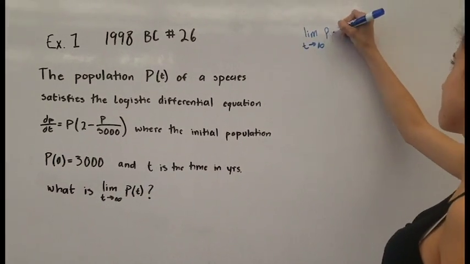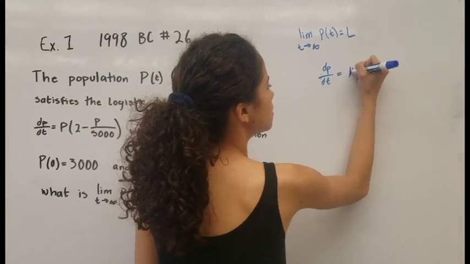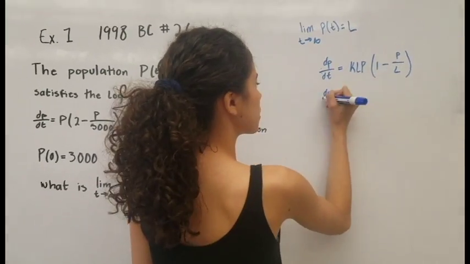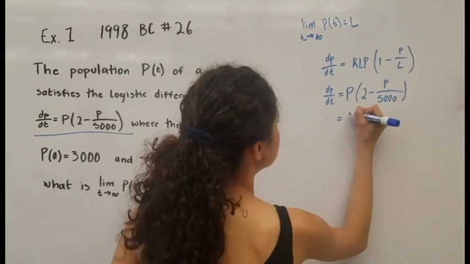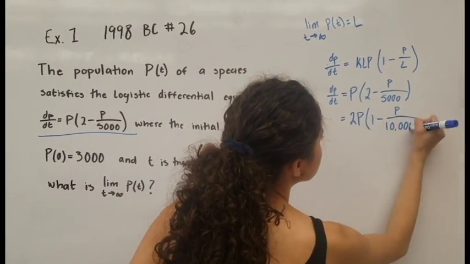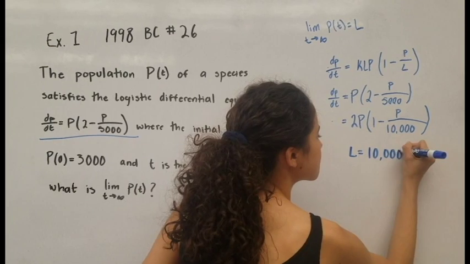First thing we do is we see what we're looking for, which is carrying capacity of the population. Then we see that we can manipulate the given equation to get L by factoring 2, which allows us to see that L is equal to 10,000.